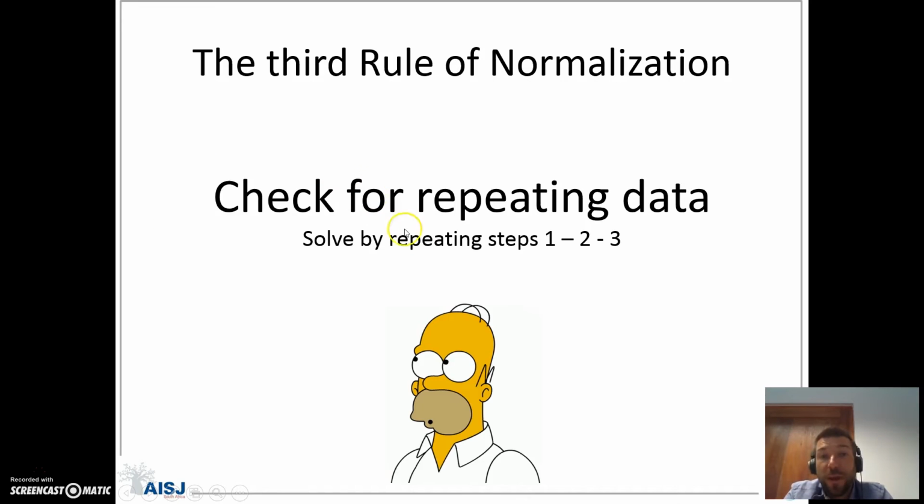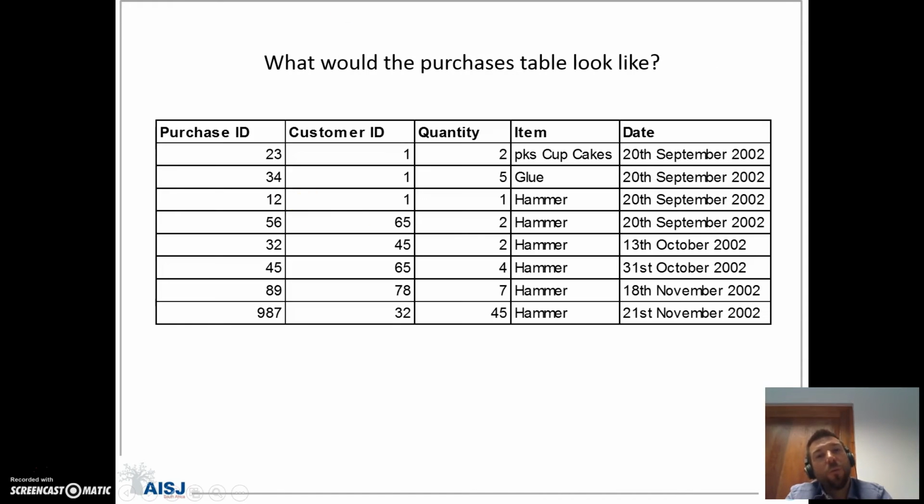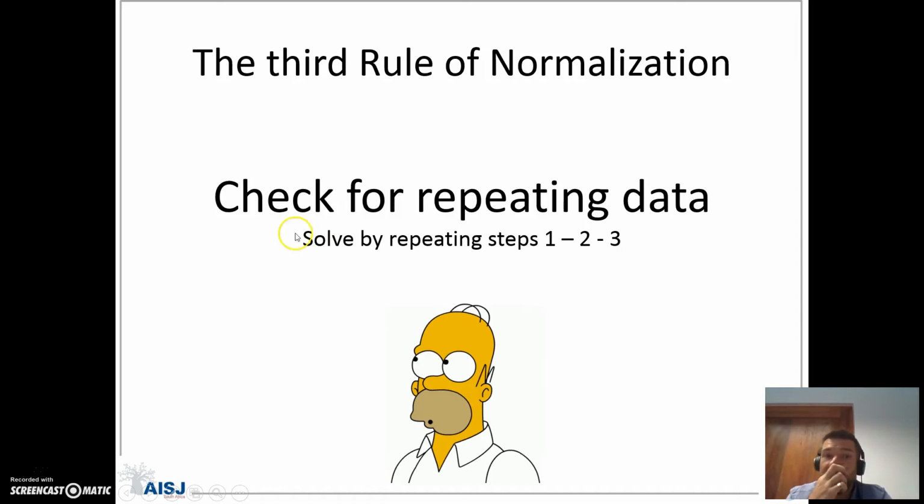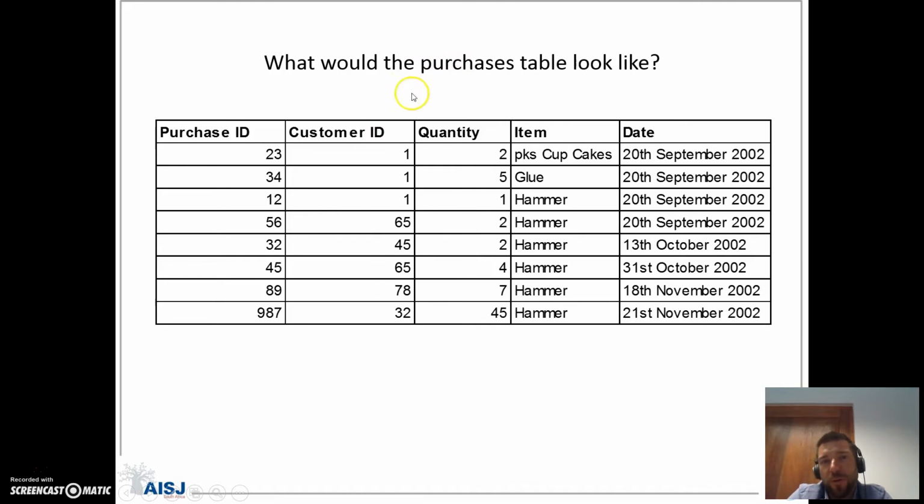Now, let's have a look at the third rule. The third rule is that we have to check for repeating data. We do this by repeating the other rules again. Let's have a look at what our purchases table will look like. Let me just repeat that so that it's really stressed. We're going to repeat those same steps again. Basically that's the process: have a look at it, decide, add a primary key field, decide what the table is about, move everything else into another table, add a foreign key field, decide what that table is about, and so on and so on. Let's have a look at what that purchases table would look like in this same example.